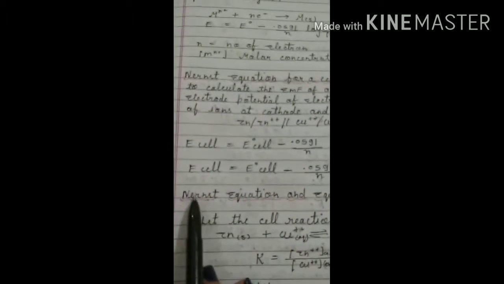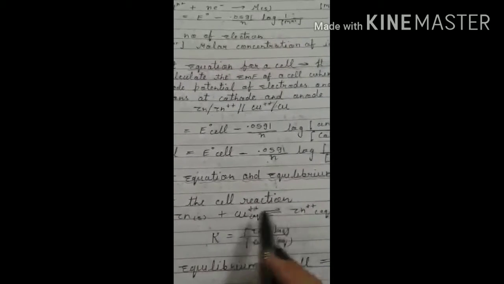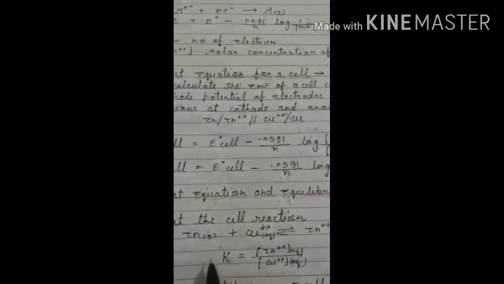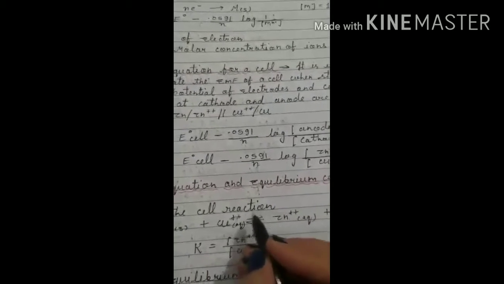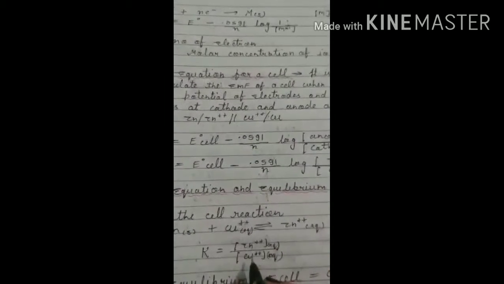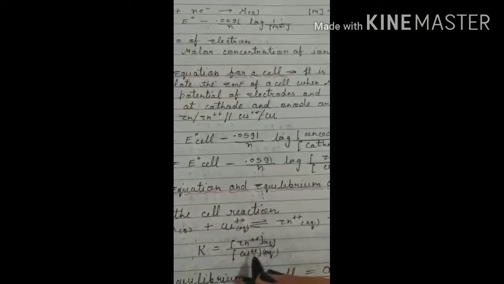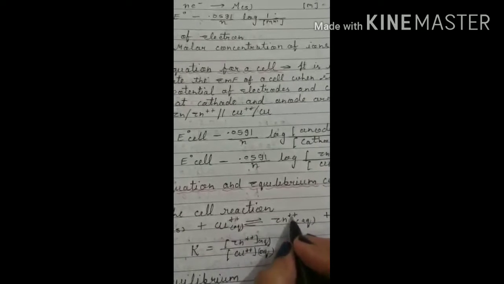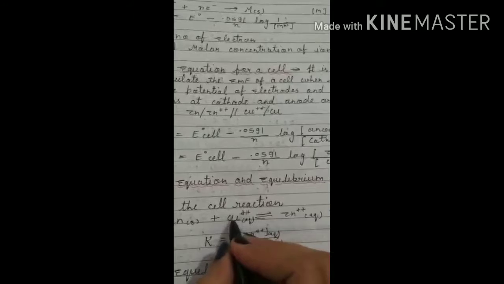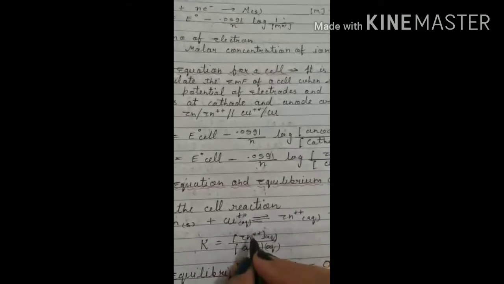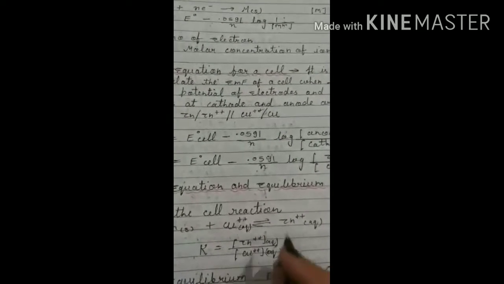Now the third case, Nernst equation and the equilibrium constant. Let the cell reaction be considered: Zn plus Cu2+ gives Zn2+ plus Cu. The equilibrium constant is the ratio of the molar concentration of product divided by the molar concentration of reactant. So I have written Zn2+ upon Cu2+ because Zn2+ is the product here and Cu2+ is the reactant here, and molar concentrations of ions are considered because I have mentioned aqueous condition.